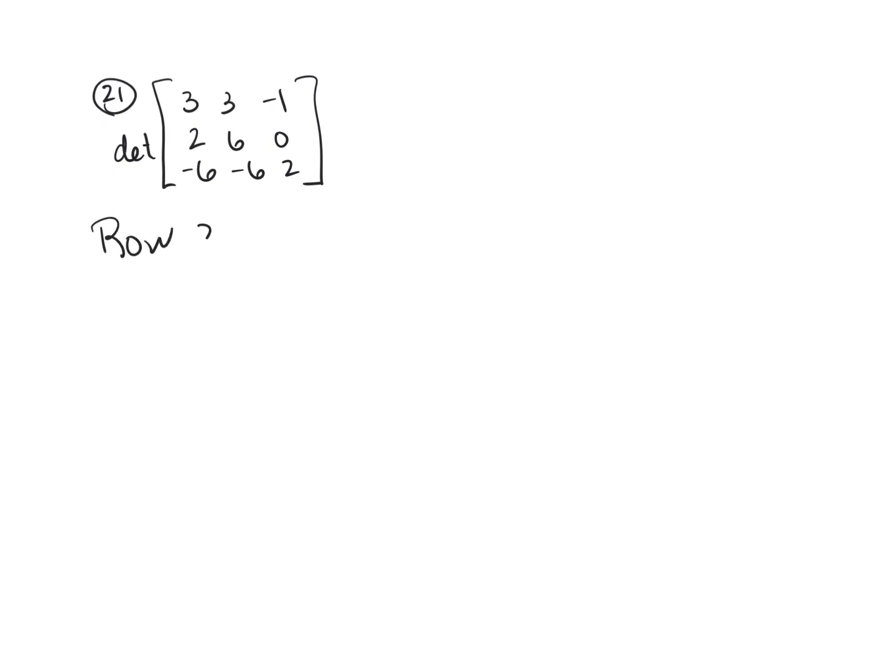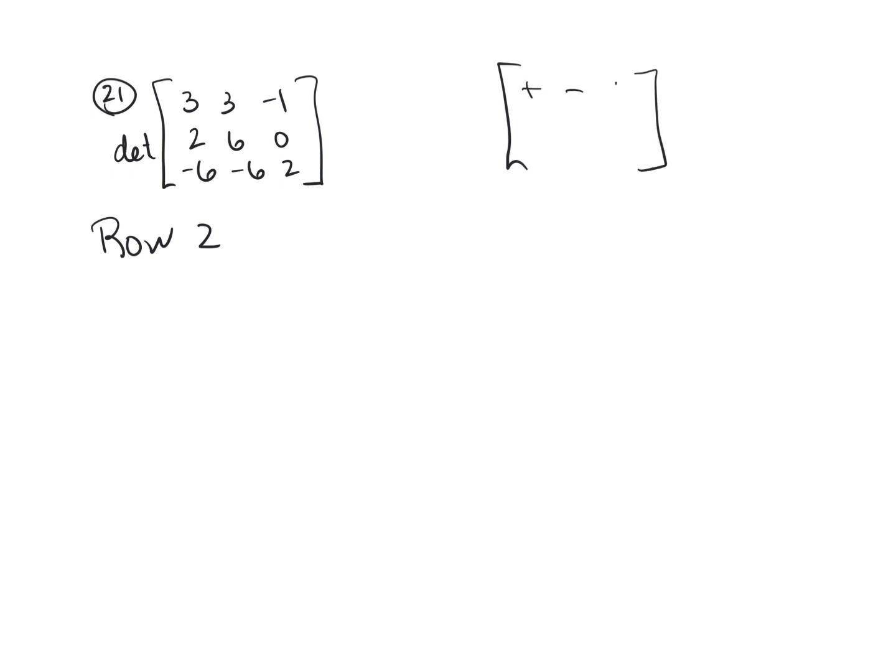Okay, 21. This is our last practice problem for 3 by 3s, so hopefully you're getting it. We've got 3, 3, negative 1, 2, 6, 0, negative 6, negative 6, 2, and they want us to find the determinant of this 3 by 3 matrix. It's a square matrix, so we are allowed to do that. I love a 0 because we'll be multiplying by 0, so I'm going to choose row 2. Again, you could pick any row you want. If you are a row 1 person and you're going to do row 1 every single time, do row 1. It does not matter. The determinant should come out to be the same number.